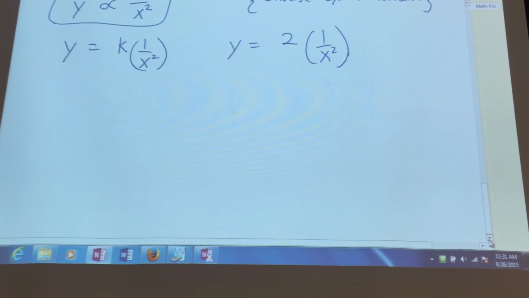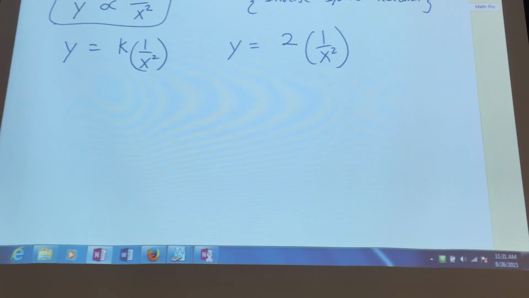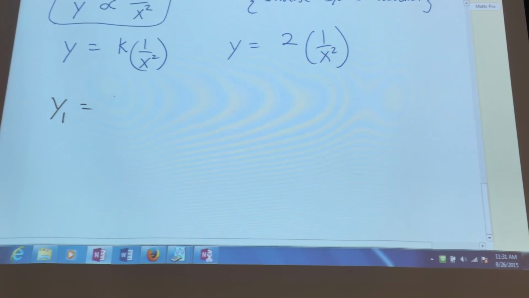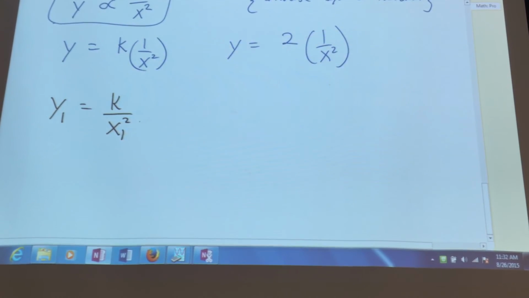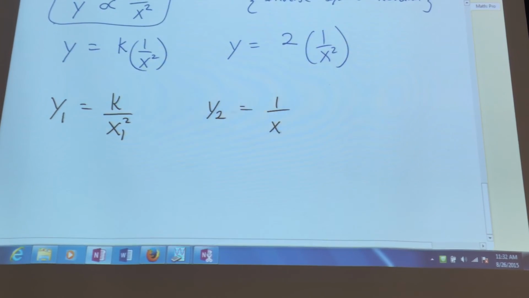But before I do that, I want to try to see what this would look like. Y1 is equal to k over x1 squared. This is sort of another particular equation. And I'm going to come up with another one. Y2 is equal to k over x2 squared. Except I lost my k. All right. Happens to be the same character k.